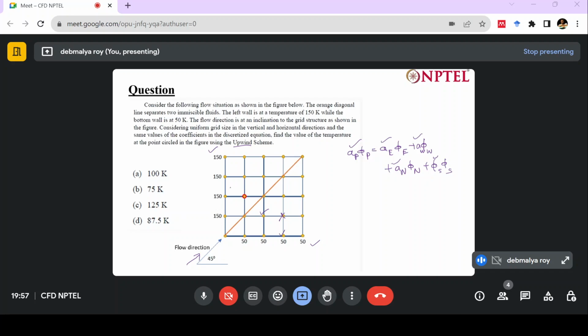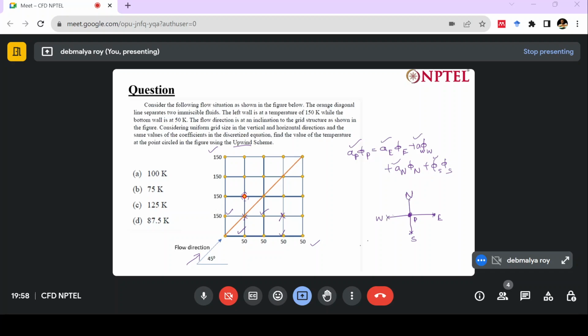So here we have to find out the temperature of this particular point. It's pretty simple. How can we do that? We already know which points are important: these 2 points. For any point we have this as P, and east, west, north, south are the other 4 points.